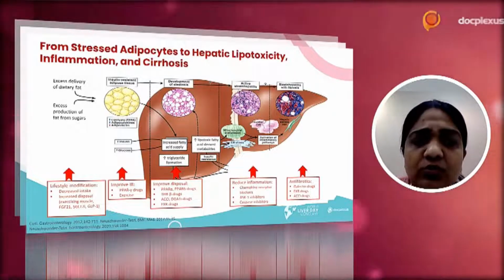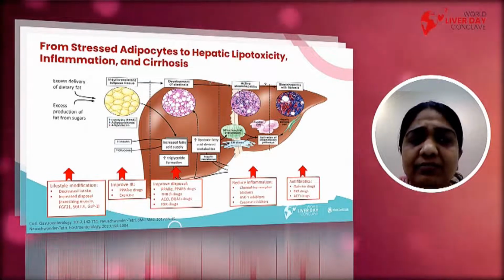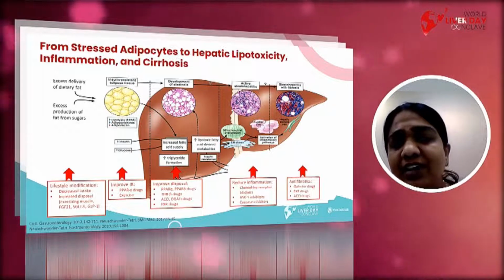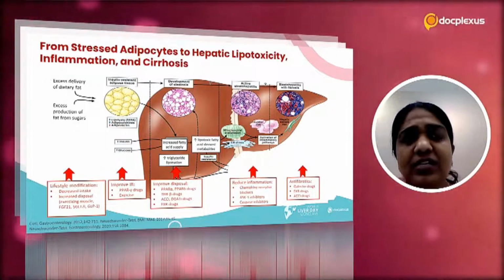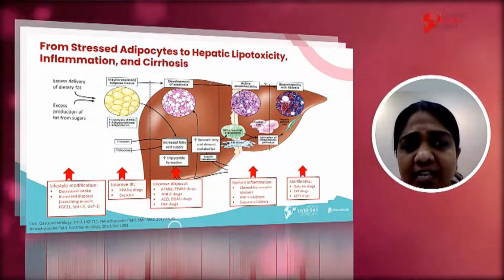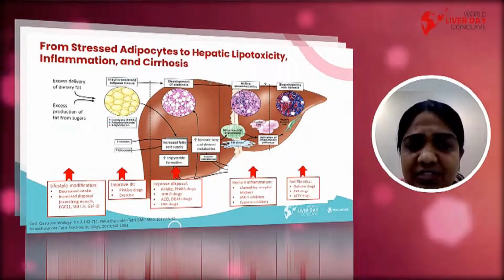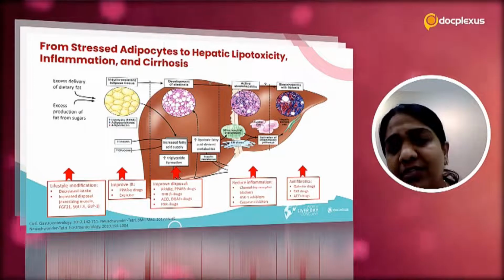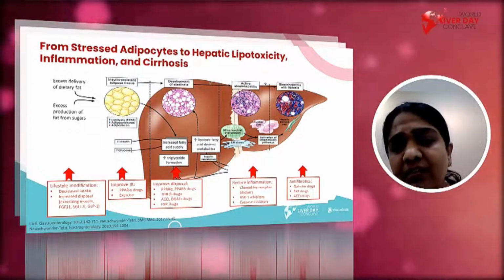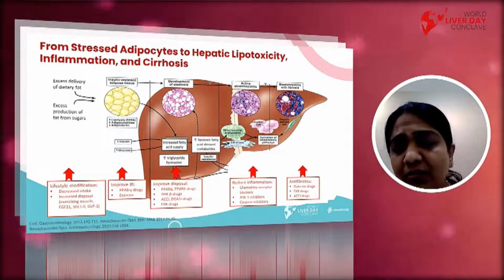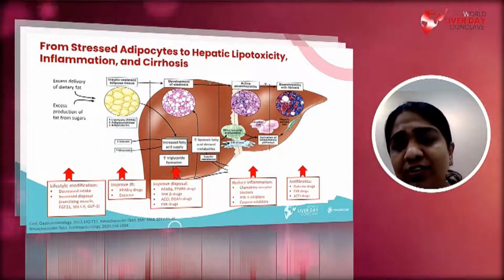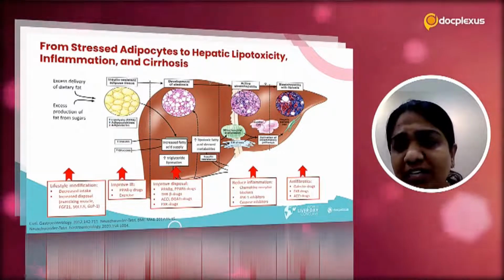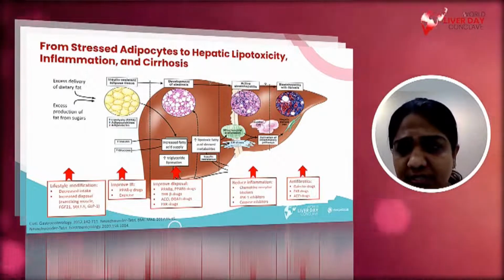I have also included in this slide a few places where we can have some intervention. First, where there is excess delivery of fat, we can have some lifestyle modification. Then at various levels, there are certain agonists and receptors which we can use for the management, or we can have some intervention to correct the underlying pathogenesis.